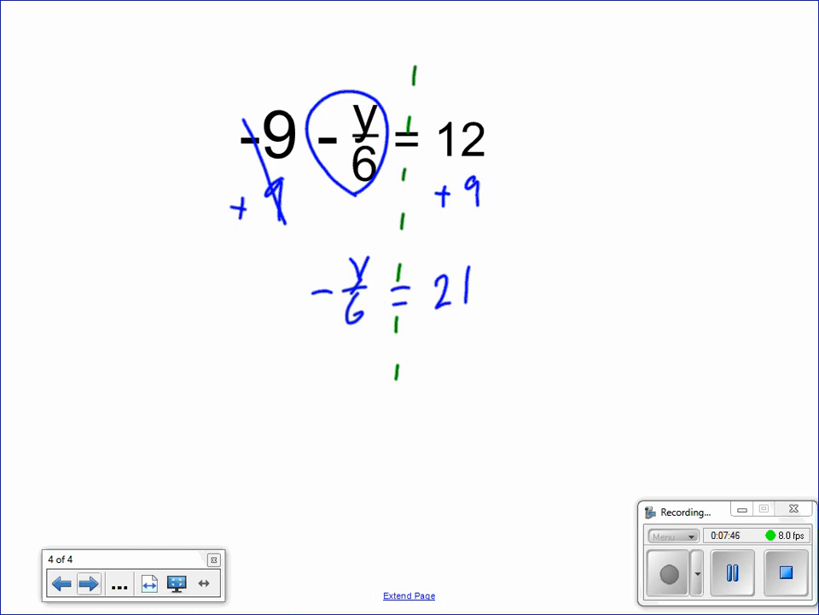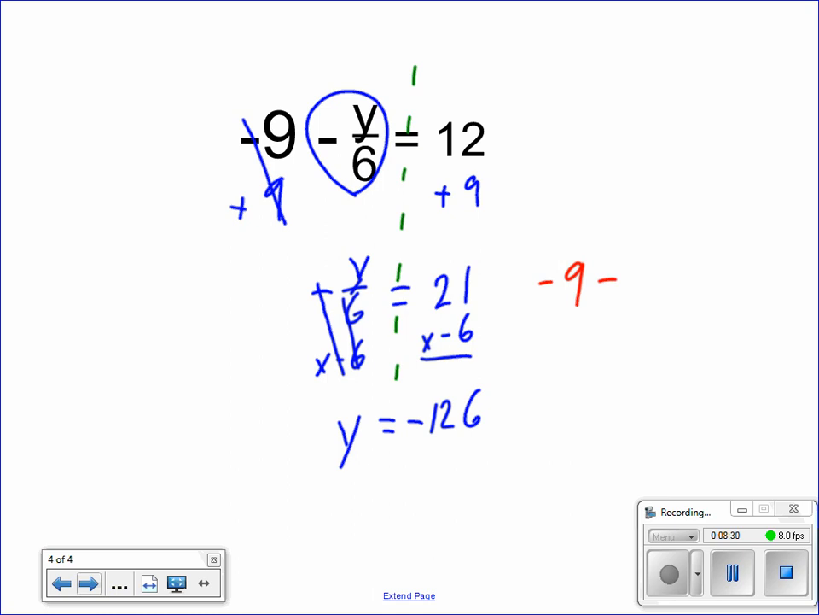Now, I want to get rid of the 6 here, but I also want to get rid of the negative. I don't want to have a negative answer. So, I'm going to think of this as dividing by a negative 6. So if I multiply by negative 6, I cancel not only the negative, but I cancel the 6. I get rid of both of them, because a negative times a negative is a positive. Over here, multiply by negative 6. I get negative 126. So y would equal negative 126.